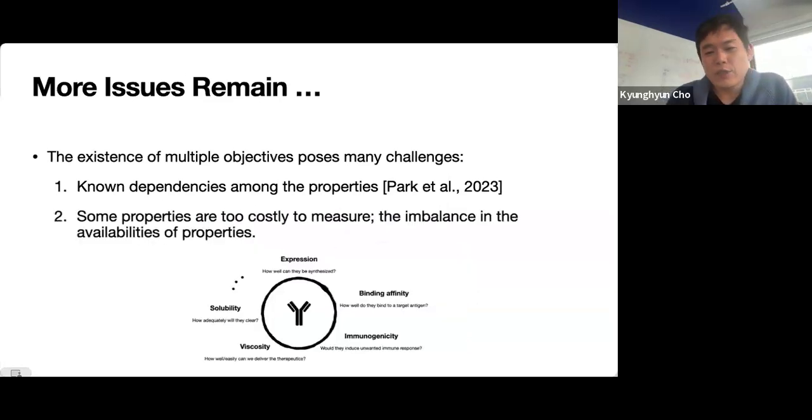And then the second challenge, which I think is more interesting and more difficult, is the fact that some of these properties are simply too costly to measure.